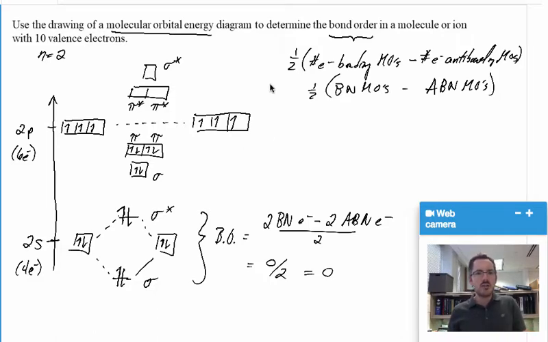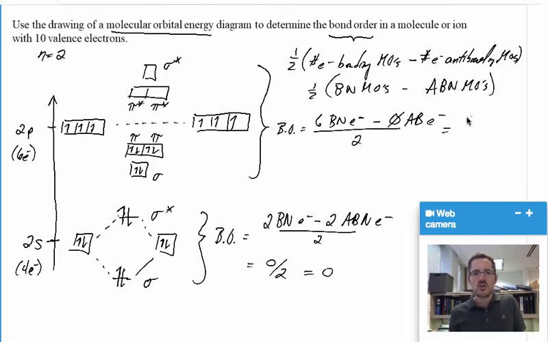So now let's look at the bond order based on these 2p atomic orbitals, the way that we separated them out into our molecular orbitals. My bond order here will be 1, 2, 3, 4, 5, 6 bonding electrons minus 0 anti-bonding electrons. Divide that by 2, which is just 6 minus 0 over 2, which is simply 3. So my overall bond order is a positive 3.